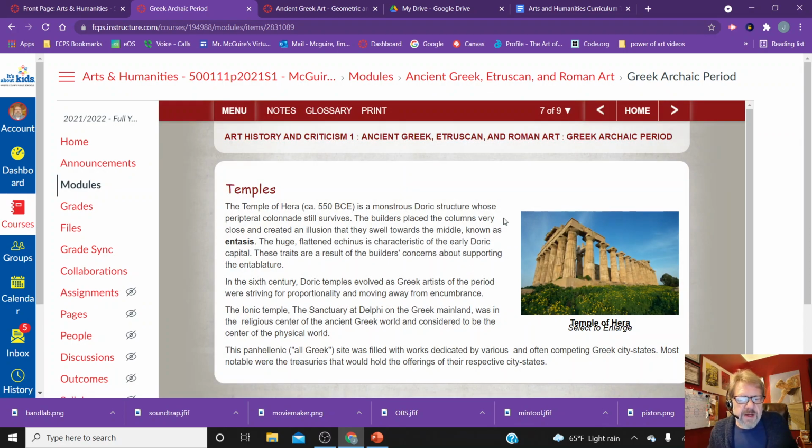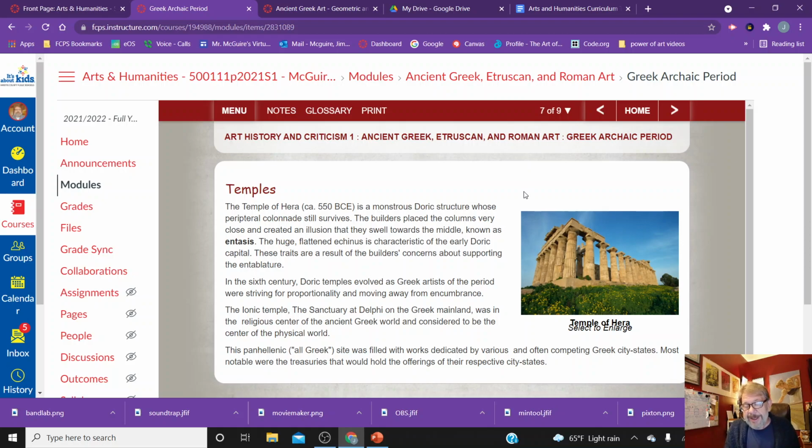The Temple of Hera is a monstrous Doric structure whose peripheral colonnade still survives. The builders placed the columns very close and created the illusion that they swell towards the middle, known as entasis. The huge flattened echinus is characteristic of the early Doric capital. These traits are a result of builders' concerns about supporting the entablature.